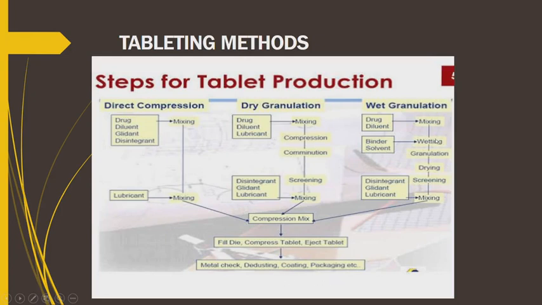The last method is the wet granulation method. In wet granulation, the drug is weighed and mixed with the diluents. It follows a wetting procedure which includes mixing with the binders and solvent, as we can see here. Then it is granulated and dried. It is then screened through a suitable mesh and mixed with disintegrants, glidants and lubricants. It also follows the same procedure as direct compression afterwards, as we can see here.